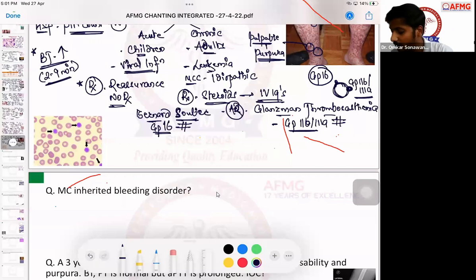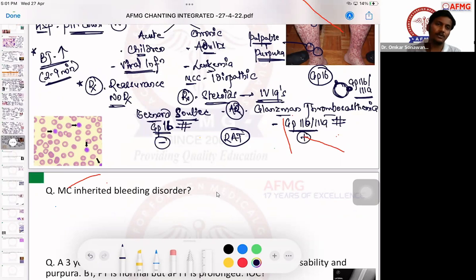Now apart from this, we can even differentiate the case with the help of a test known as Ristocetin aggregation test. RAT, or Ristocetin aggregation test, is usually negative in cases of Bernard-Soulier syndrome and positive in cases of Glanzmann thrombasthenia.